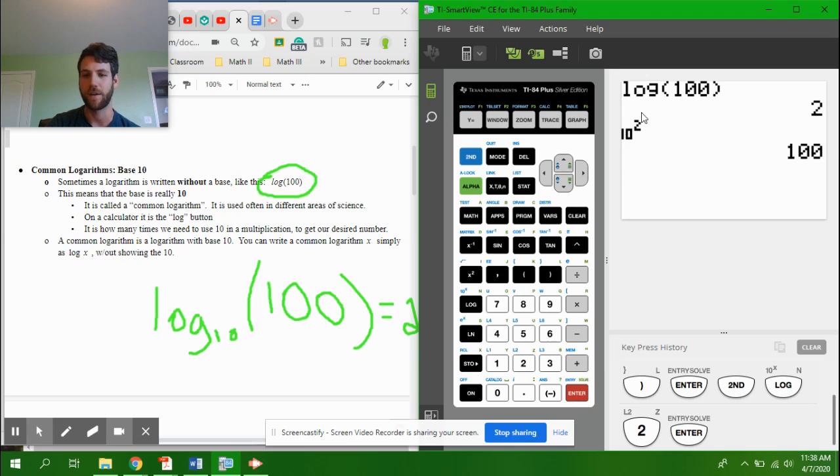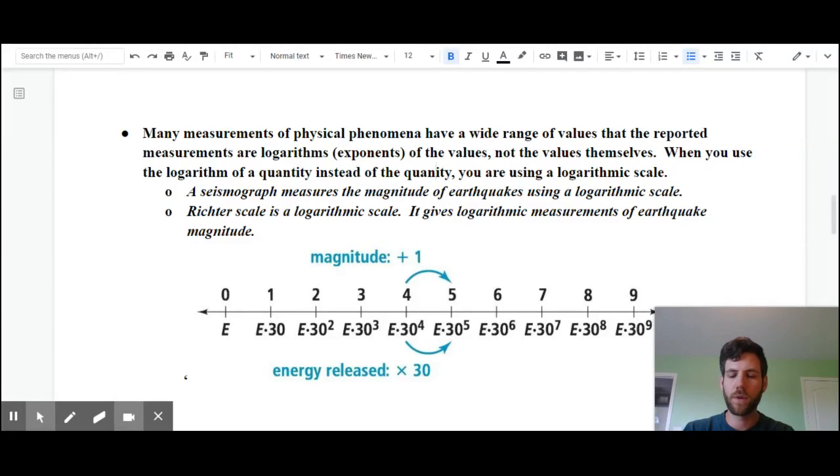That should be a reminder that for common logarithms, when there is no base at all on the calculator, you can use a 10 as the base. And that is all you need to know about using common logarithms on the calculator. We will now look at a quick example of applying the common logarithm, and logarithms in general, to the real world.